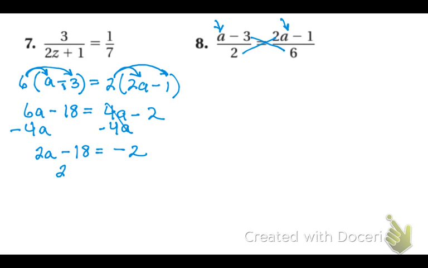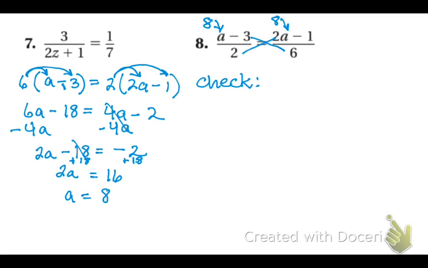So I'm going to leave 2a on this side. We're going to add 18 on both sides. This goes away. We get positive 18 plus a minus 2 is 16, and a is equal to 8. So now we're going to check. We're going to substitute the 8 in for a.